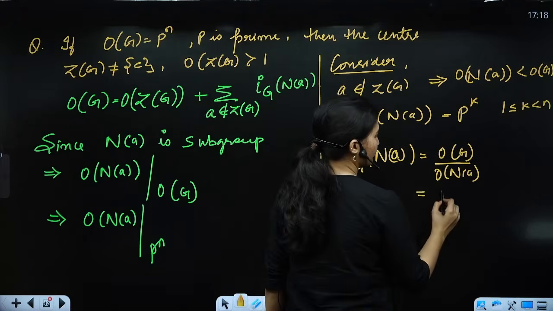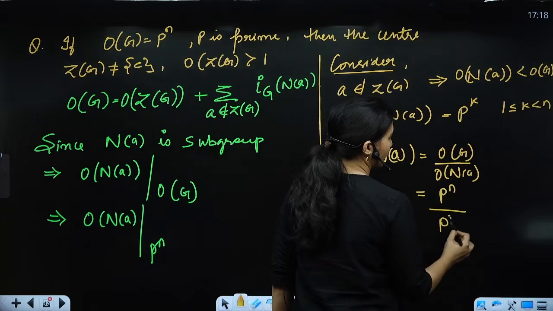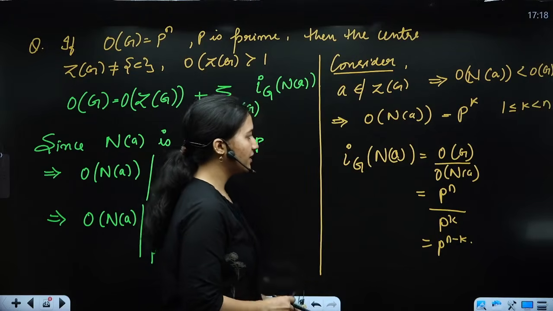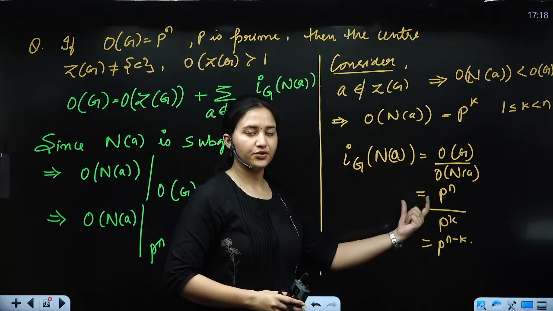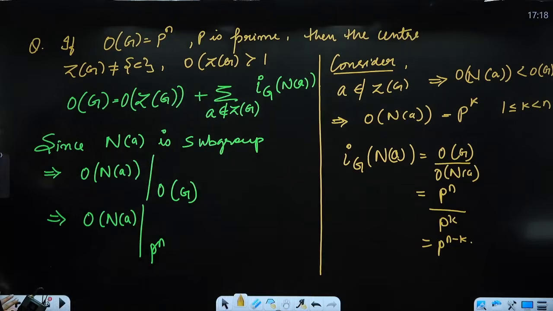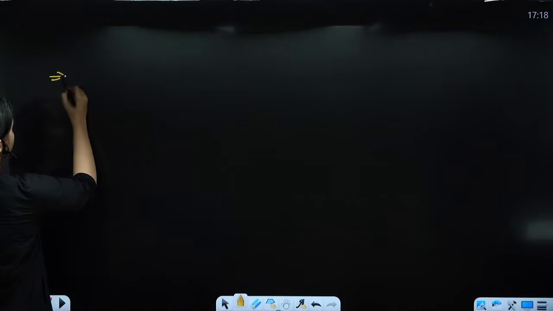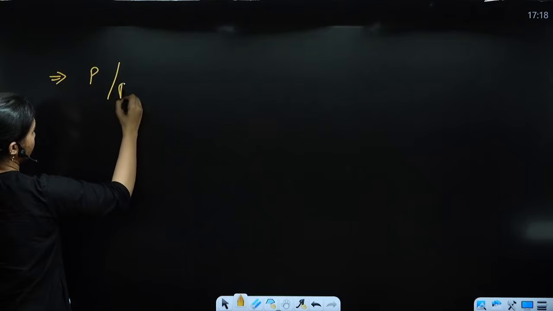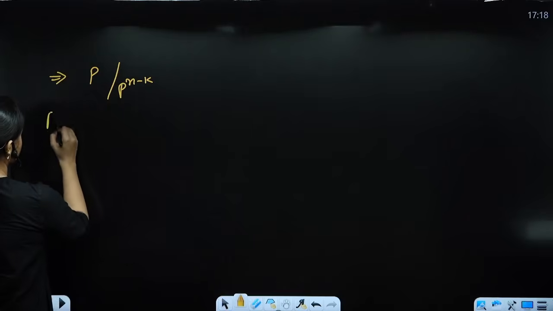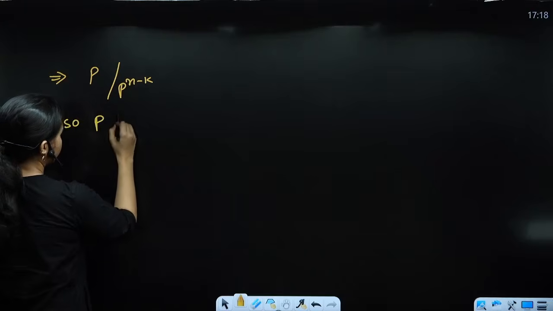So this is going to be of the form P raised to the power N upon P raised to the power K, which is P raised to the power N minus K, right? So we know that whatever the index is going to come, it is going to be divisible by P, right? So this implies that P divides P raised to the power N minus K. Also P divides P raised to the power N. This is also true, right?